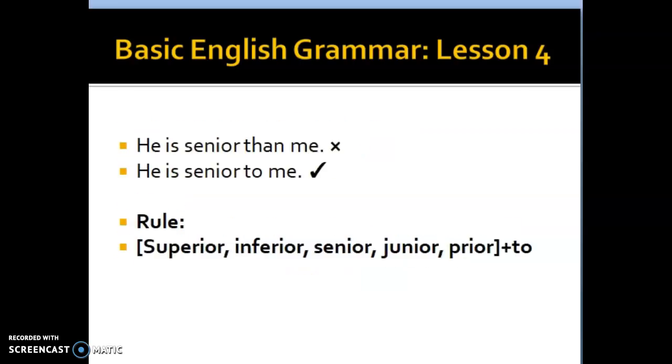Let's move on to the next slide. The example is "he is senior than me." Now this is also a wrong sentence. Remember, the rule is given below. The words shown in bold here are superior, inferior, senior, junior, prior. Whenever any of these words appear, we use the preposition to: superior to, inferior to, senior to, junior to, and prior to. We are not supposed to use than with them. So to is the preposition specifically used for these particular adjectives, right?